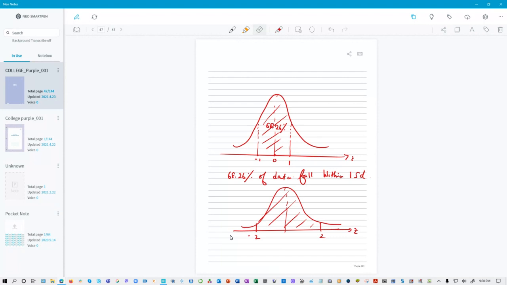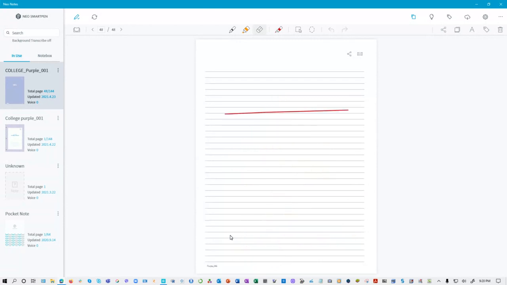This one is nothing but 95.44%. 95.44% of data is within 2 standard deviations. So the other one is, you see, pretty much everything is going to be within 3 standard deviations.